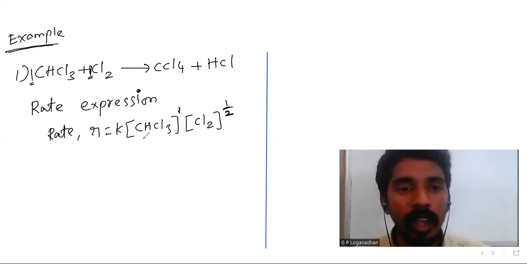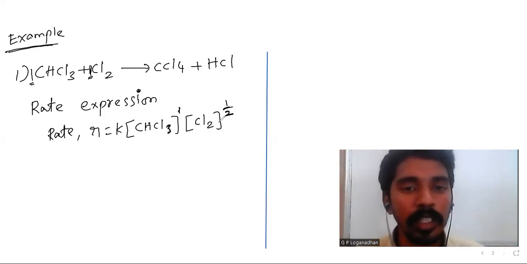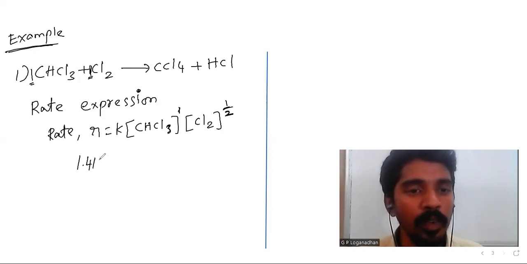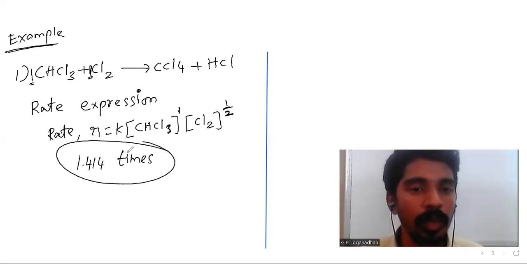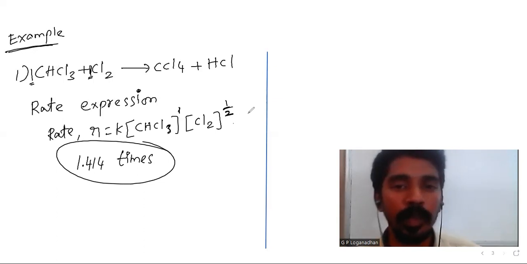Next, if you are keeping the concentration of CHCl3 constant, and you double the concentration of Cl2, then the rate of the reaction will be 1.414 times the previous one. That is what this value gives. So this one we can write only from the experimental values.